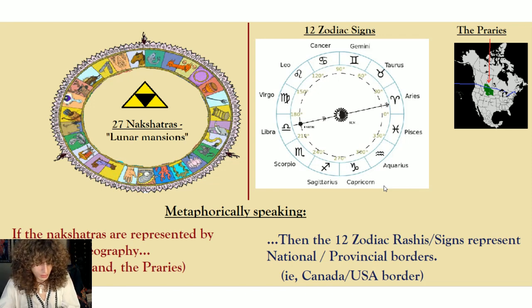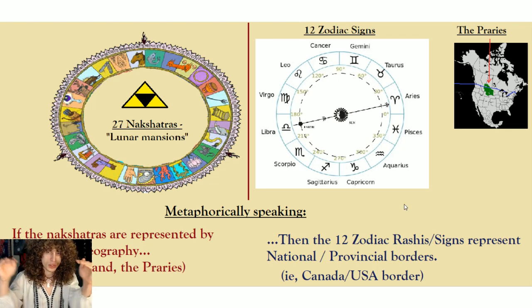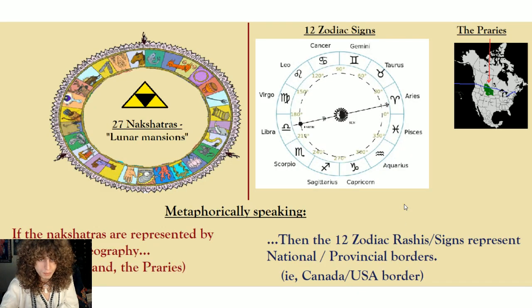If the 27 nakshatras represent the ecological borders, like the land, then the 12 zodiac signs represent the national, provincial, human, man-made borders, the imaginary borders.